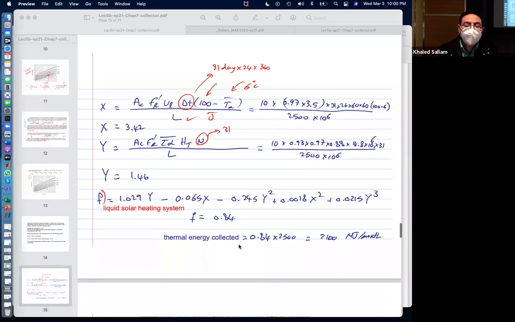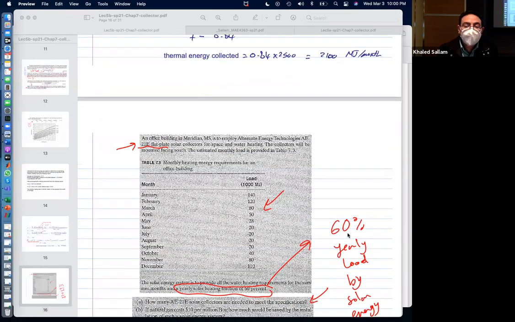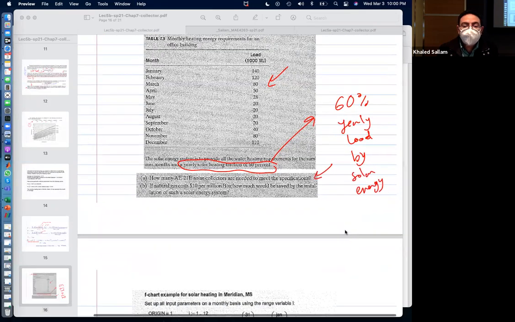F is 0.84. What does 0.84 mean? That monthly load, you're going to meet 0.84 of it with the sun. So the energy collected will be this much. The rest is going to be used from the auxiliary. And we are done.